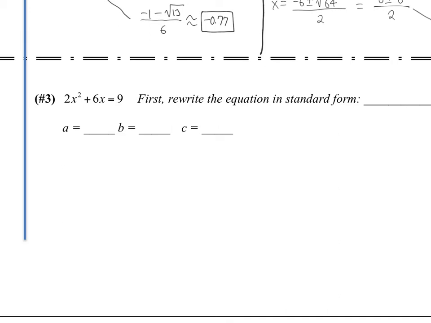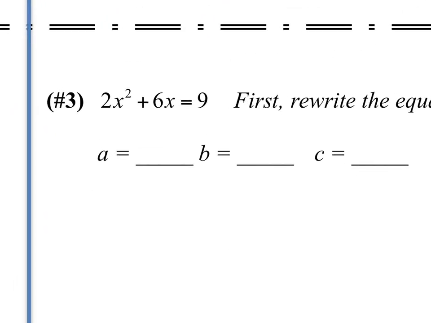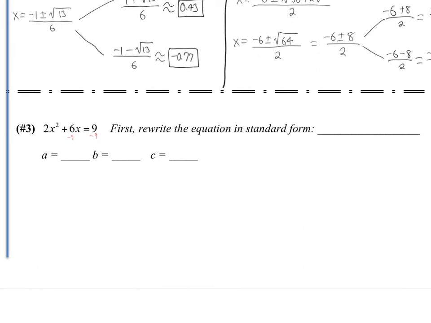It is not in standard form right now because it's not equal to 0. So we need to make it equal to 0. So how do I make it equal to 0? What am I going to do with this 9 over here? I'm going to subtract 9 from both sides. Does 9 combine with 2x squared or 6x? It doesn't. Those are not like terms. We're literally just going to write 2x squared plus 6x minus 9 equals 0.